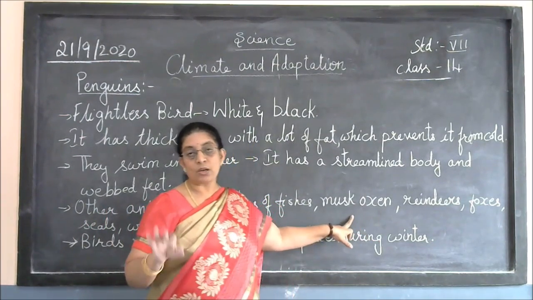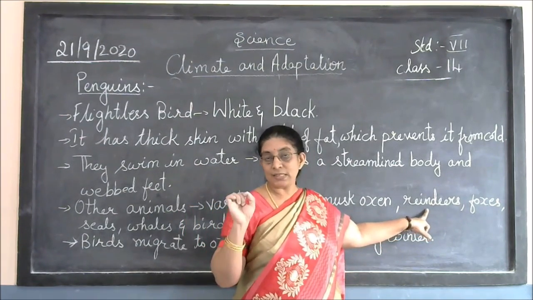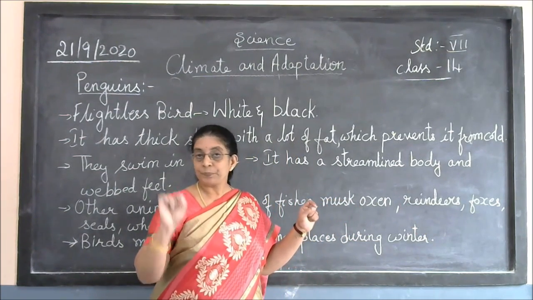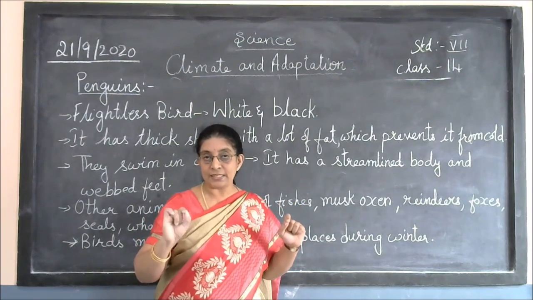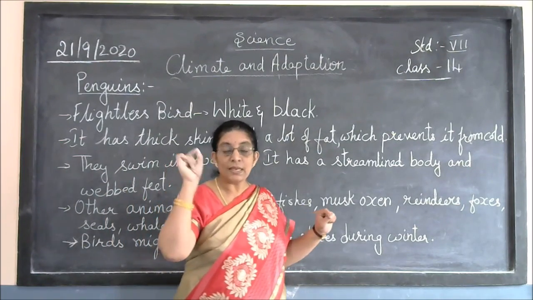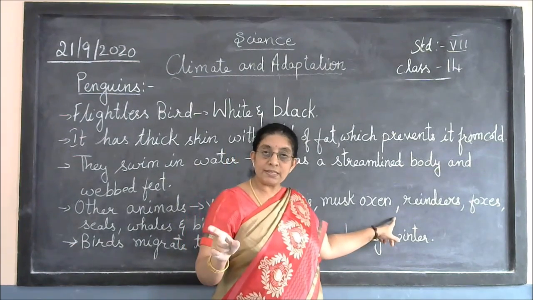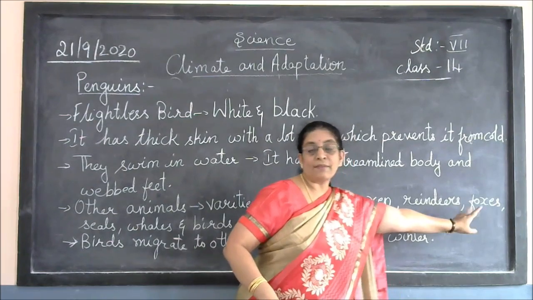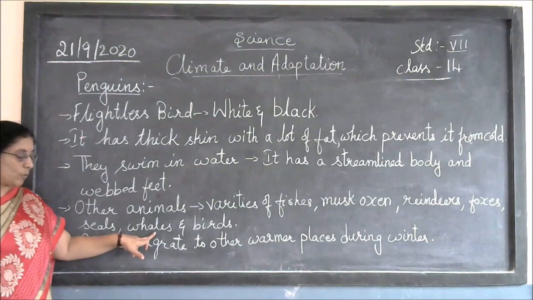Okay, there is an animal called the musk oxen, and then the reindeers. You might have seen the reindeers during the time of Christmas season. You might have seen Santa Claus riding on a sledge, and the sledge is being driven by the reindeer. It is a family of the deer, but it is called the reindeer, and this reindeer can live only in the cold regions. And then they have got some varieties of foxes, seals, whales.